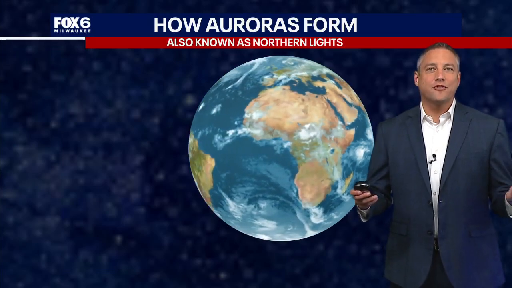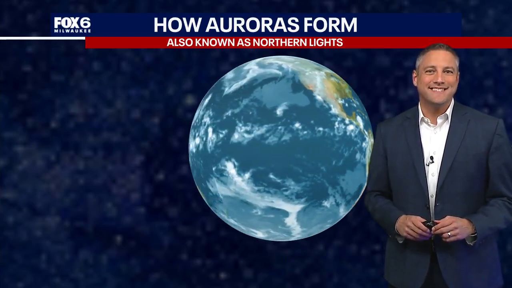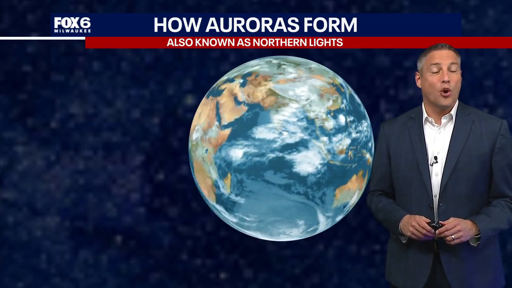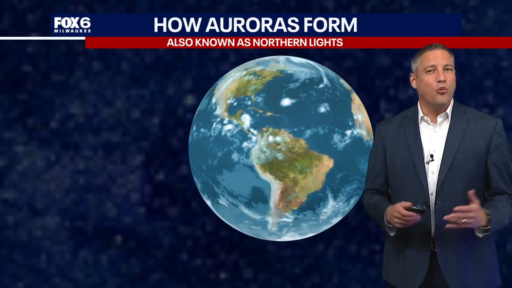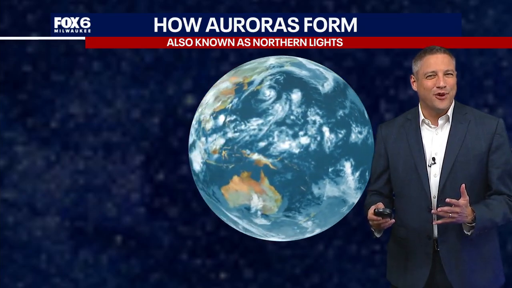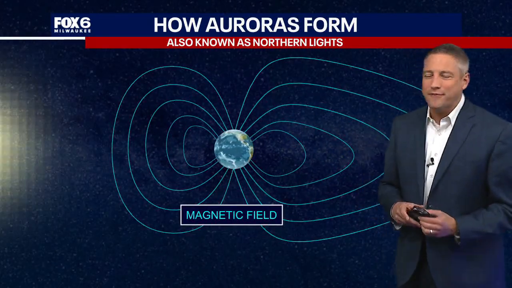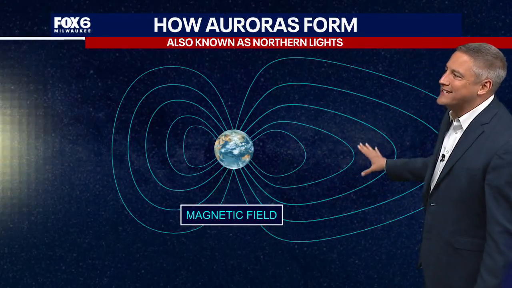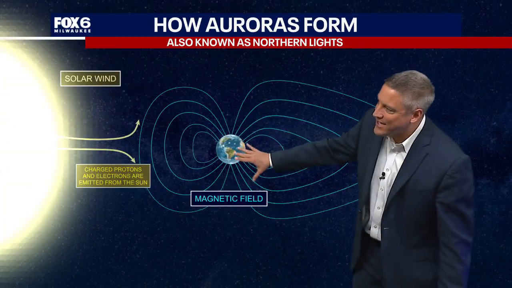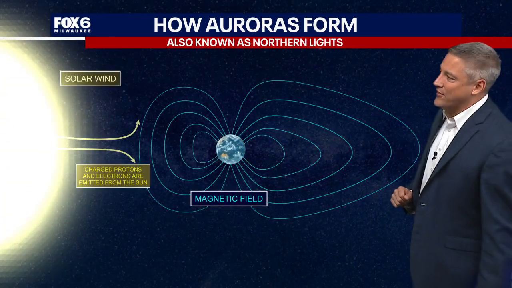Well, we've had a lot of great opportunities in Wisconsin to see the Aurora Borealis or the Northern Lights, but what are we really seeing when we see that, and how do all those colors form? Well, let's talk about it. First, the Earth has a magnetic field that connects here at the poles, the North Pole and the South Pole.